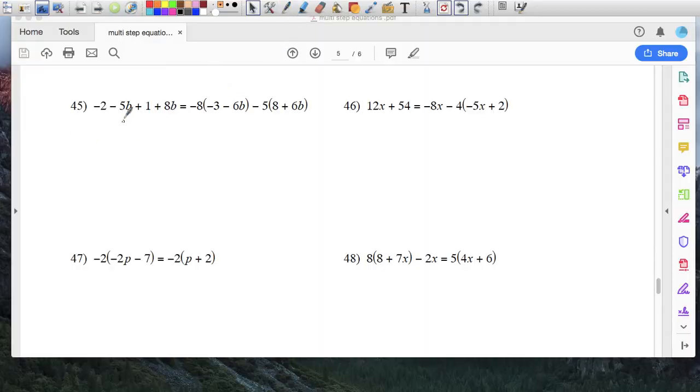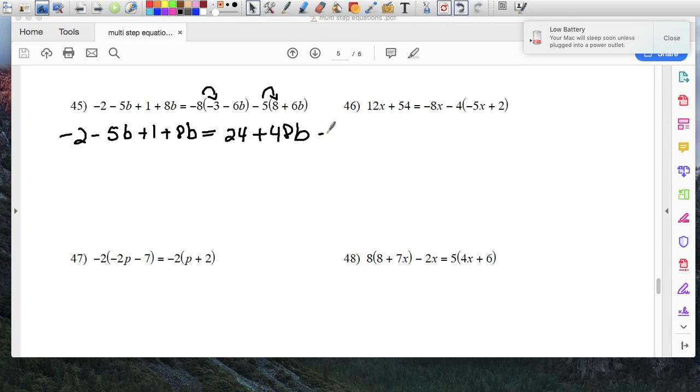Okay, so distributive property first. Negative 2 minus 5b plus 1 plus 8b. You could have combined like terms. I don't know, for some reason didn't. So let's do the distributive property on the right side. Negative 8 times negative 3 is positive 24. Negative 8 times negative 6b is positive 48b. And then negative 5 times positive 8 is negative 40. And negative 5 times positive 6b is negative 30b.